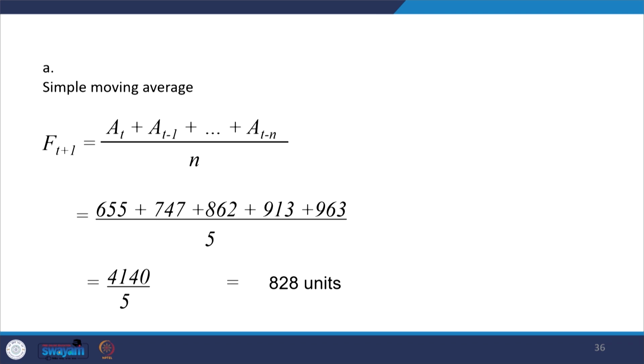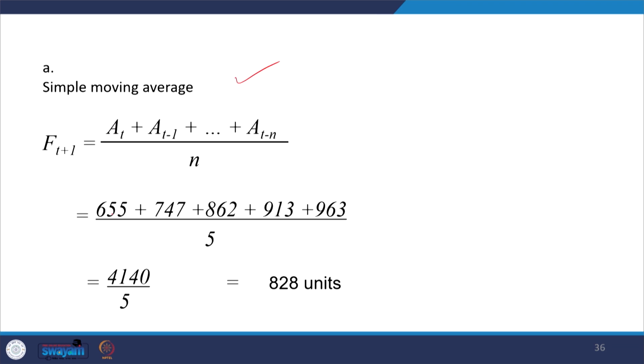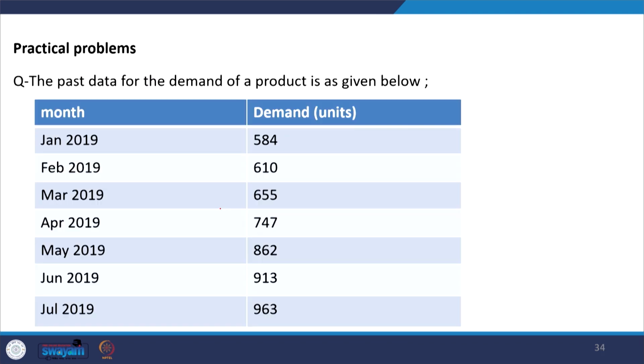So, simple moving average: F t plus 1 is equal to the sum of actual values divided by n. Here it is said to use a 5 month average. So, 655 plus 747, from this data, the last 5 values, 1, 2, 3, 4, 5.